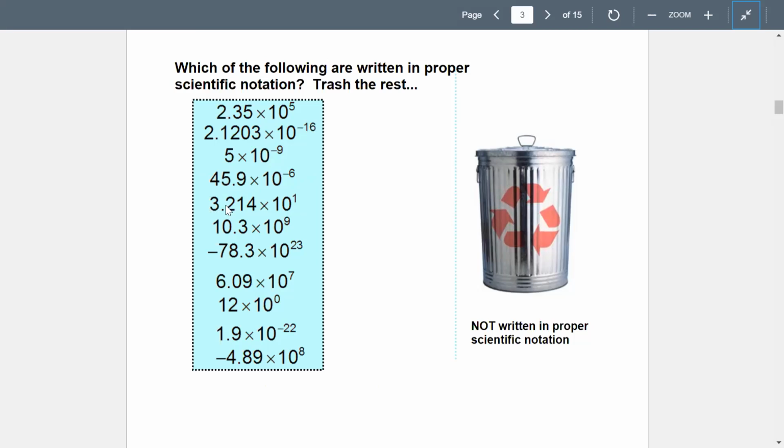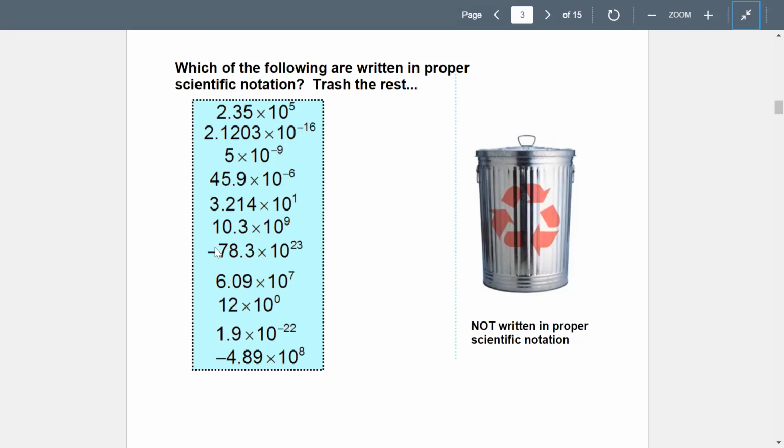So the next one is 3.214 times 10 to the first. Everything checks out here. C is between 1 and 10, and that's an integer. 10.3. Even though it's close, this is still greater than 10. So we would have to move our decimal to the left and turn this into 1.03. The next item we have is also going to be incorrect, as we have 73.8, which is definitely greater than 10. And so again, we would move our decimal point to the left just that once and get 7.38.